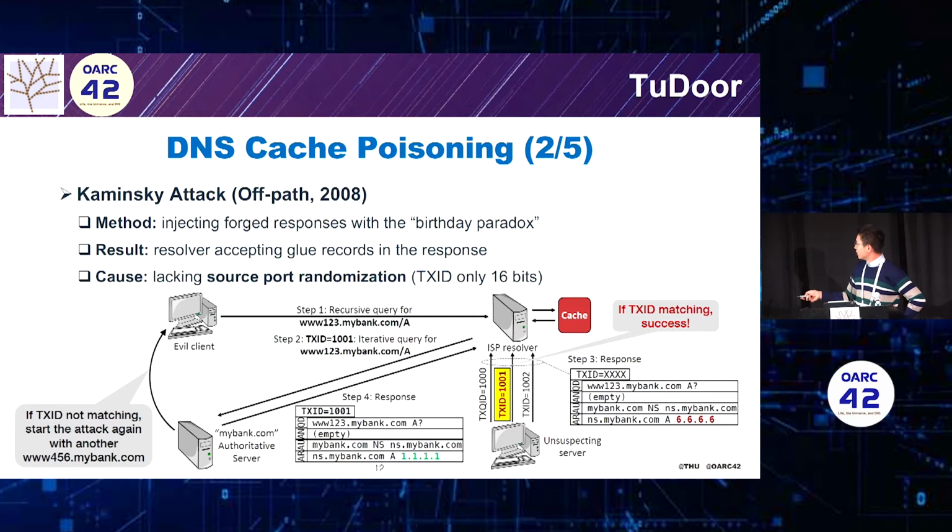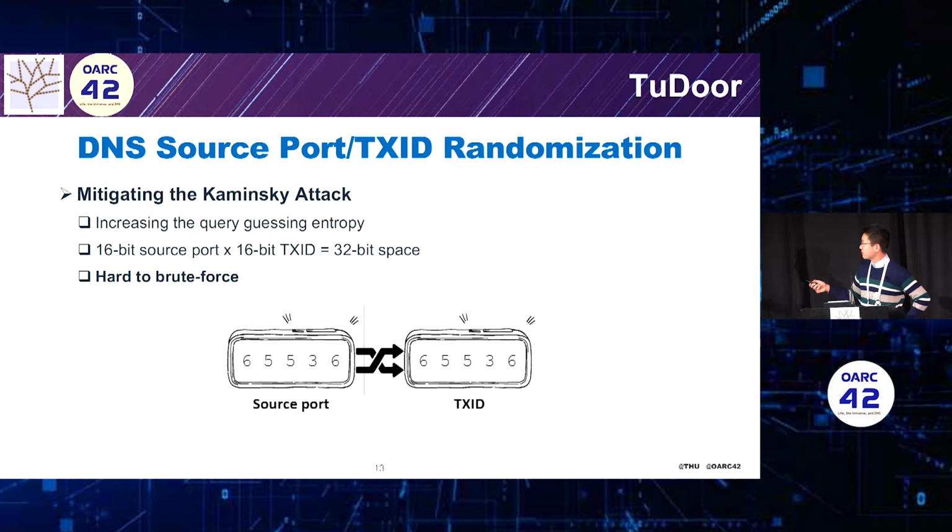So the attacker just needs to guess the transaction ID, which is a 16-bit field, to get the correct transaction ID, and it is very easy to guess the source port, and finally they can just forge the malicious records into the resolvers within such a short time, within 1 second. So this is the second version of the DNS cache poisoning attack, the Kaminsky attack.